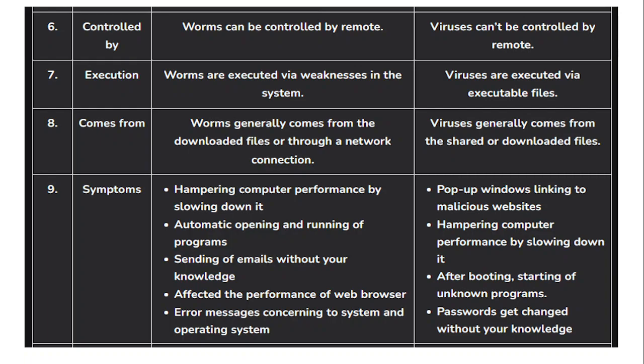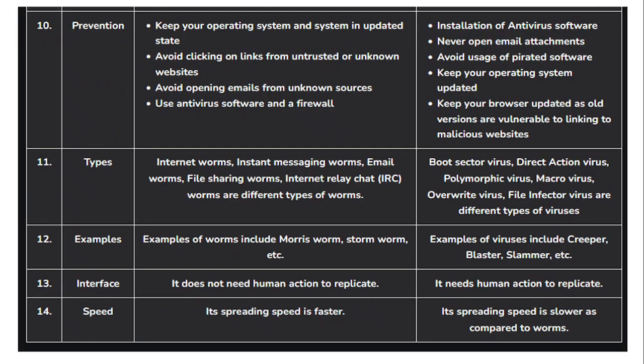So, how to identify whether it's a worm or a virus, right? The symptoms of worms are hampering computer performance by slowing it down, automatic opening and running of programs, sending of emails without your knowledge, affected performance of the web browser, and error messages concerning the system and operating system. Right now, in virus: pop-up windows linking to malicious websites, hampering computer performance by slowing it down, after booting, starting of unknown programs, and passwords getting changed without your knowledge.